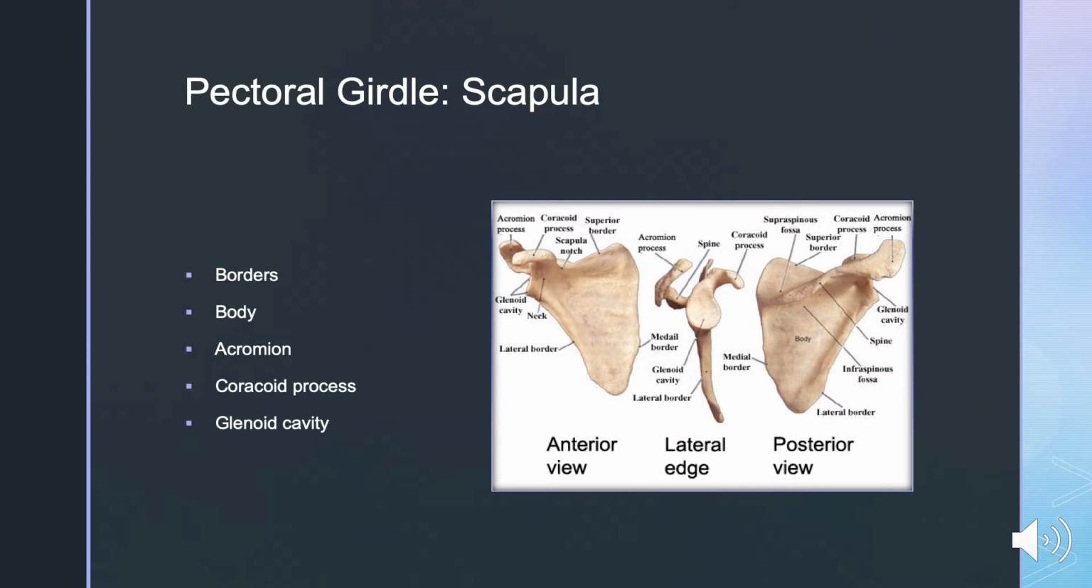The scapula is that big triangular wedge that's on your back. The actual wedge is called the body, and then there are 2 processes that come out of it: the acromion and the coracoid process. The acromion is a projection which connects to the clavicle, and the coracoid is slightly inferior to this. The glenoid cavity is an indentation where the humerus sits, and you can see that very well on the lateral edge view.